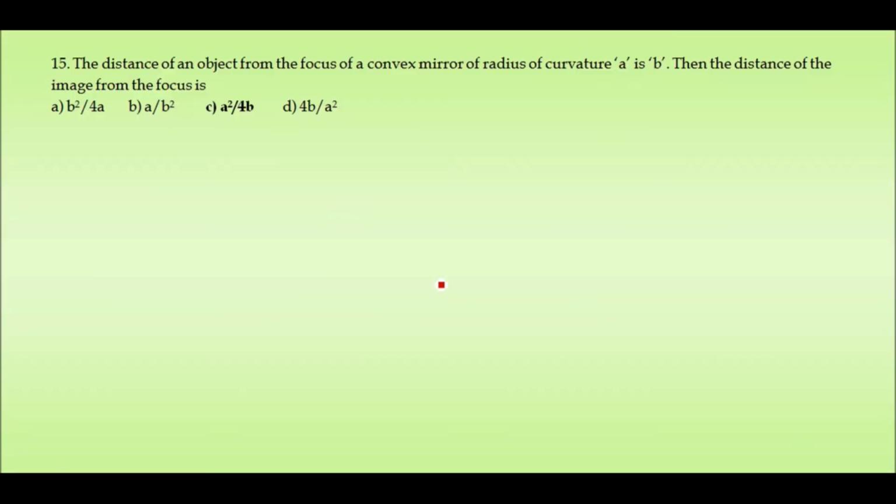Problem number 15. The distance of an object from the focus of a convex mirror of radius of curvature a is b, then the distance of image from focus is. You have given 4 options, so we will solve this problem by two methods. First is our conventional method, and second is by using the Newton formula. So first we draw the figure and then we will solve it by the conventional method.